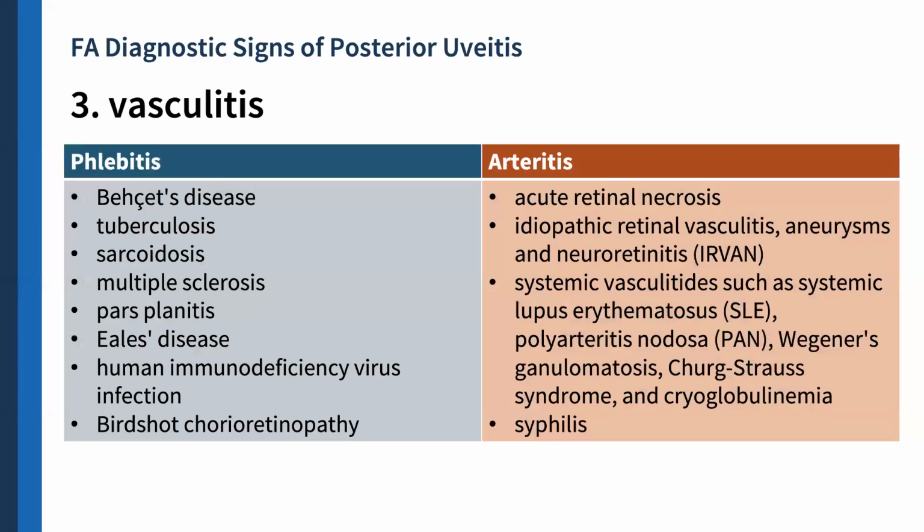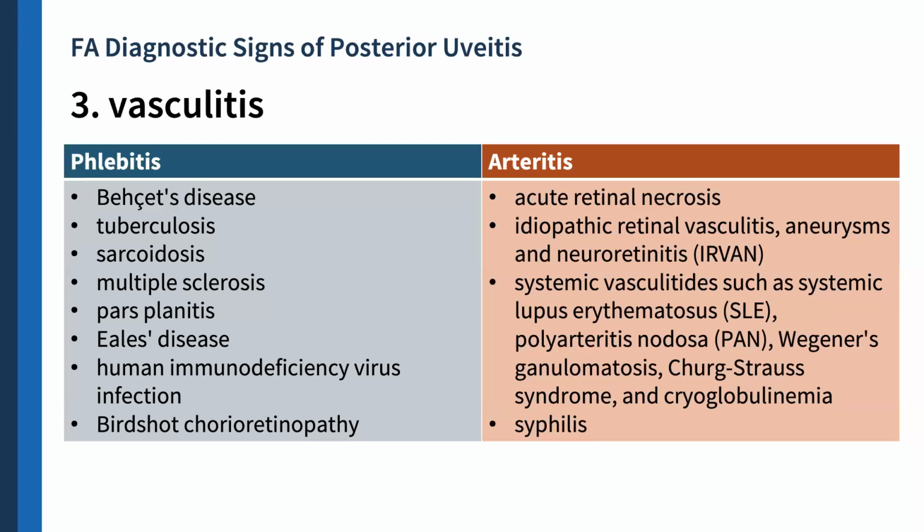And then one other thing that everyone should know: just because a vessel appears to be leaking, you don't just label it vasculitis. Whether the leakage comes from the artery or from the vein will help you determine the possible etiologies of that inflammation. So this table shows a short list of some common causes of vein inflammation, that's phlebitis, and arterial inflammation, that's arteritis.